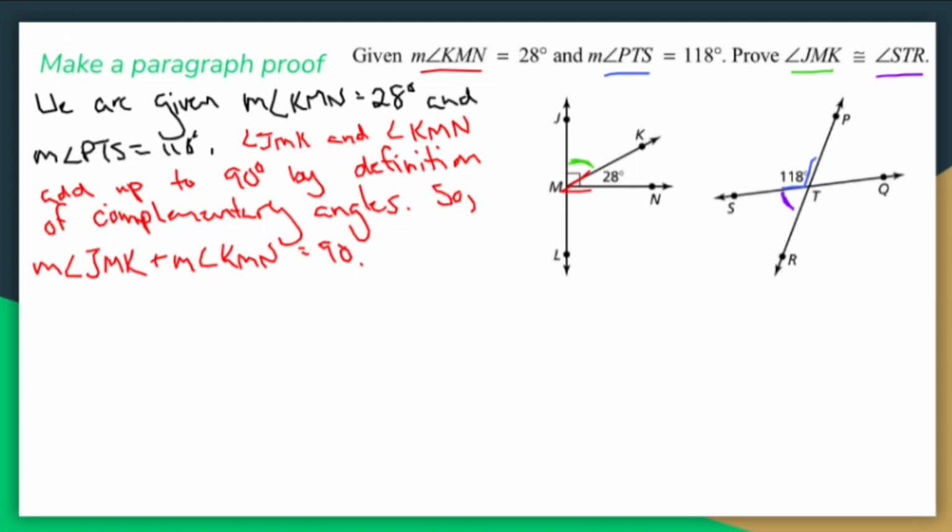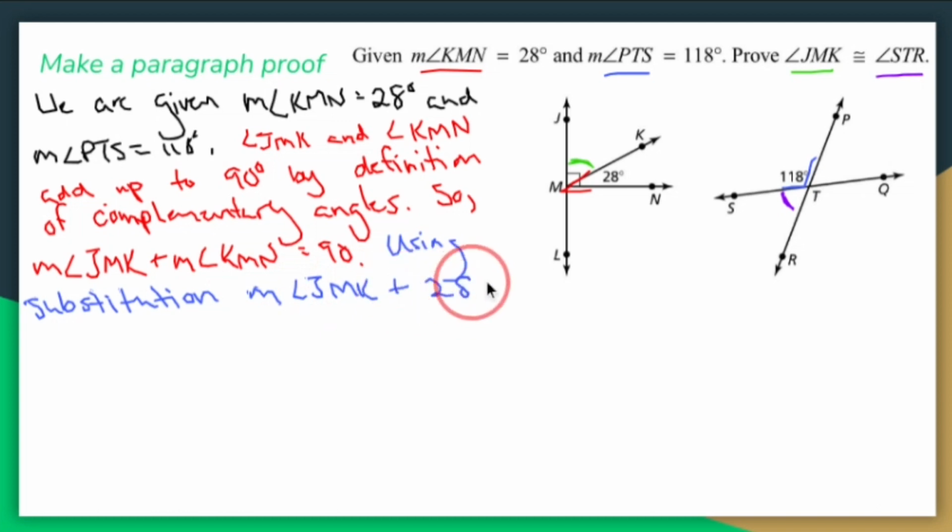Already my paragraph proof isn't falling apart. It's just much worse than it has to be. Now, if that's the case, what I can do is replace the measure of KMN with 28, using substitution. The measure of angle JMK plus 28 equals 90. Now, I can solve for JMK by subtracting 28. So the measure of angle JMK equals 62 using the substitution property. Nope, the subtraction property.